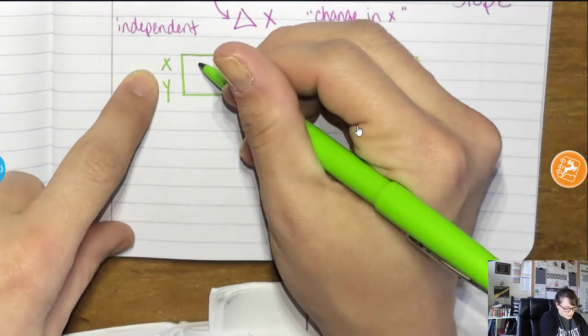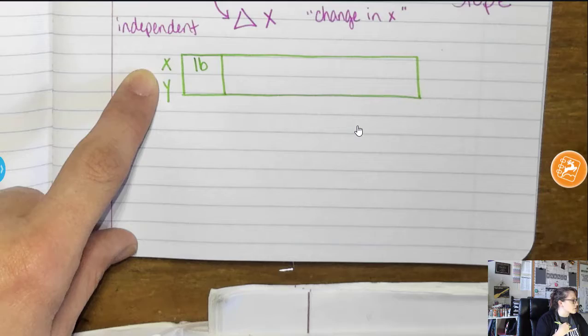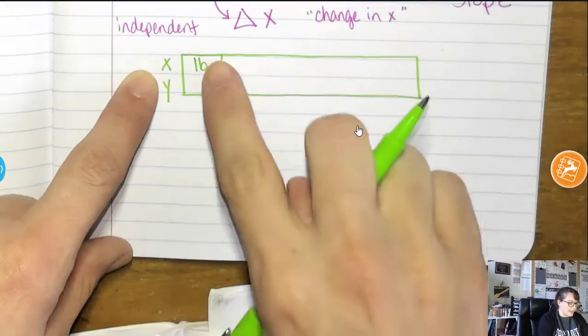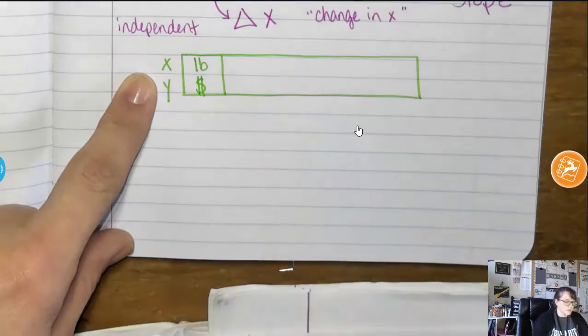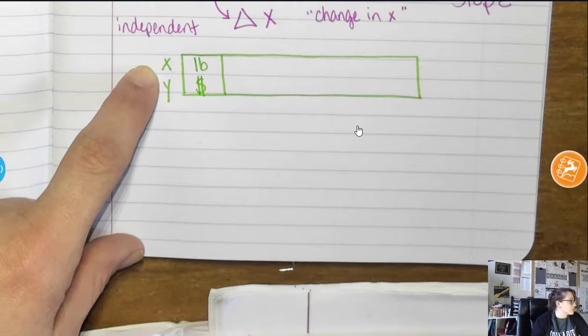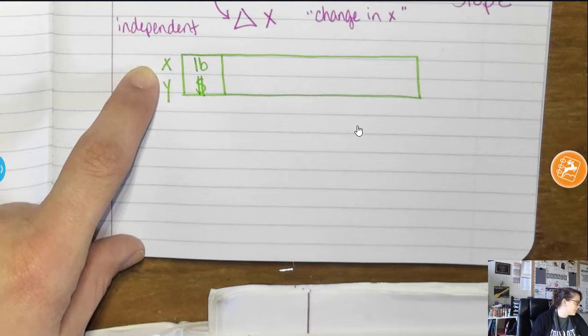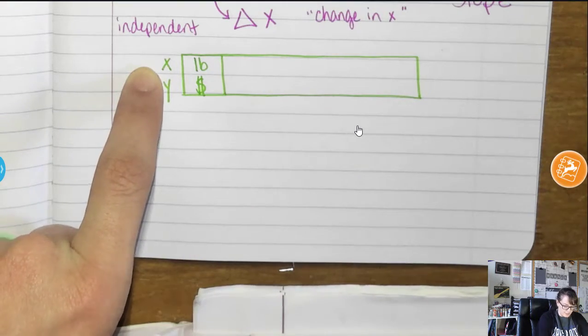For me, it's going to be pounds, because I can determine I'm going to the grocery store, I need to buy hamburger meat. I can determine the pounds. I cannot determine the money. I can anticipate how much money it's going to cost, but I don't get to say, I'm going to buy a pound of meat for $1.